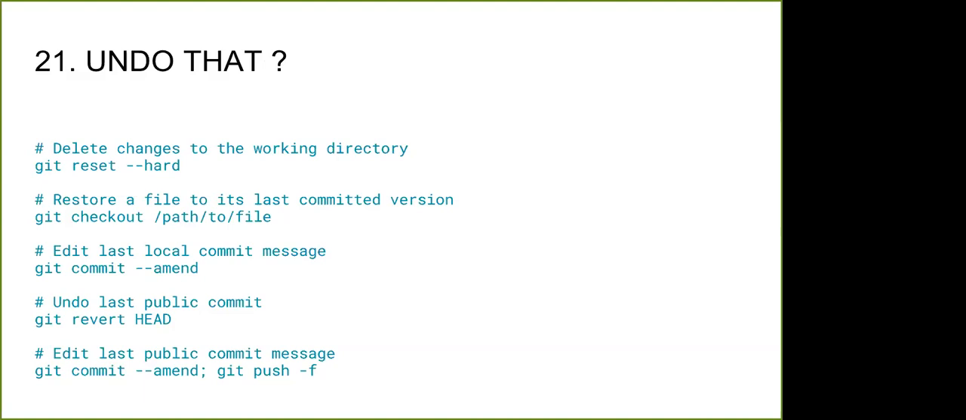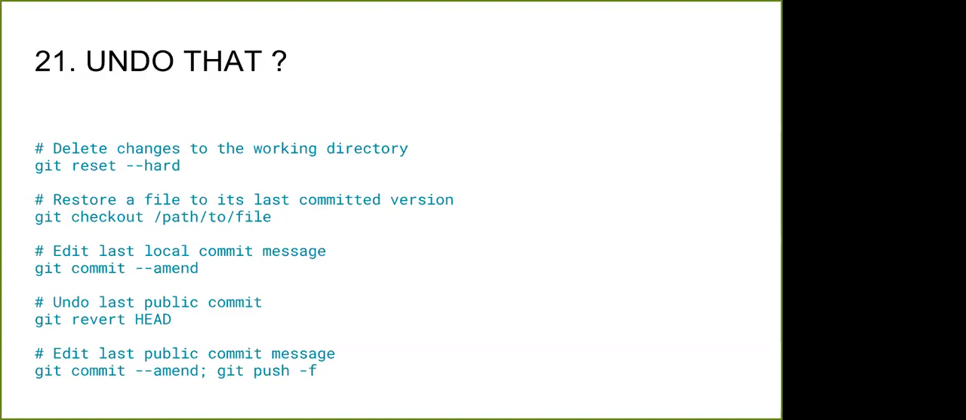Also, other options: delete the changes to the working directory, the command is git reset --hard. Restore a file to its last committed version, you say git checkout with the specific file, although you can use the git checkout command for a branch as well. And edit the last local commit message, you say git commit --amend. So you can edit the last local commit message also.